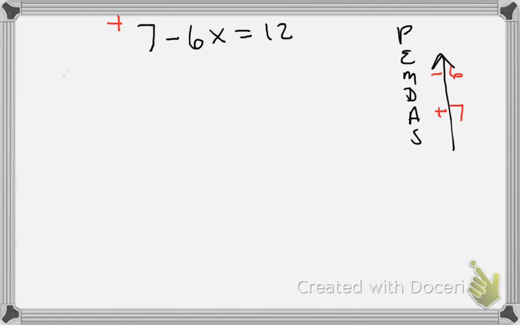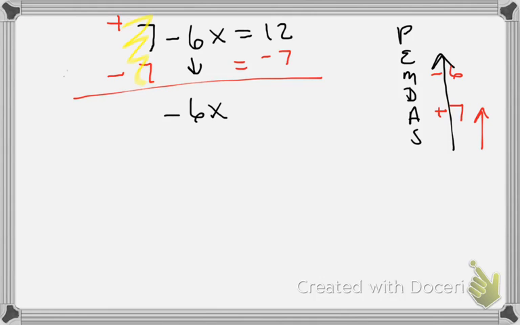So I'm going backwards. And the first thing I'm going to do is try to get rid of my plus 7. So the opposite of plus 7 is minus 7 to both sides of the equal sign. When I do this, this becomes that zero pair like we talked about before. We bring down my negative 6x now. See how it became a negative?